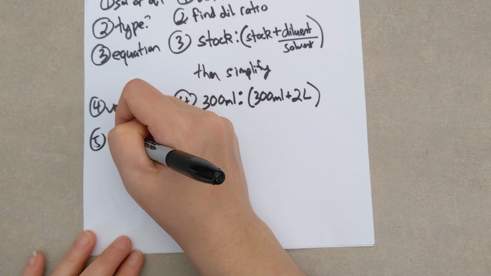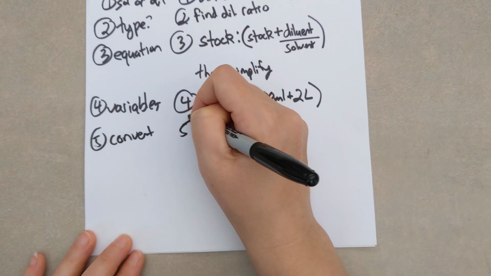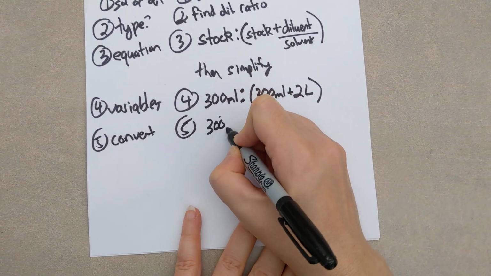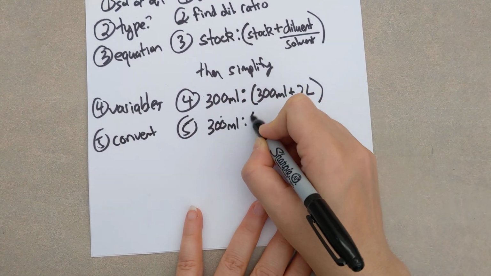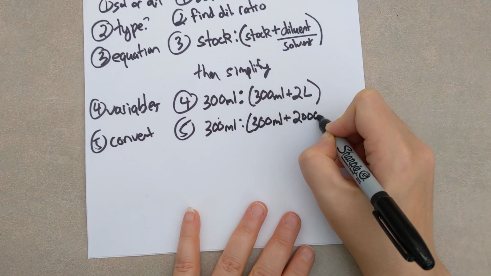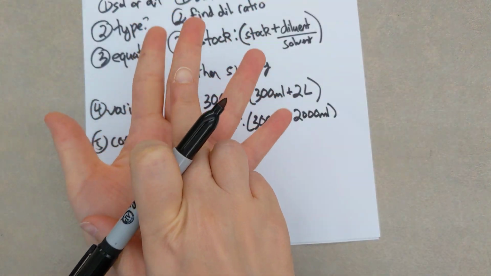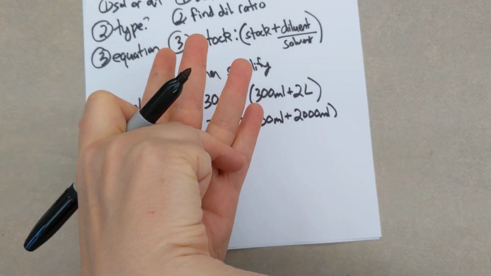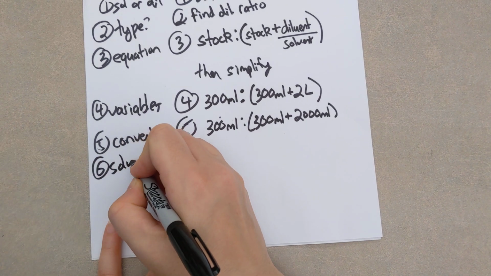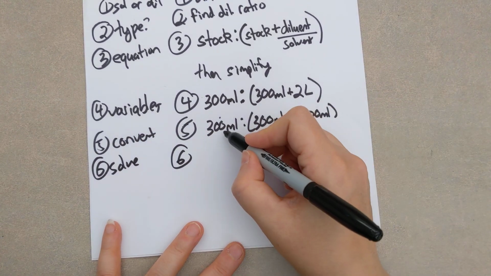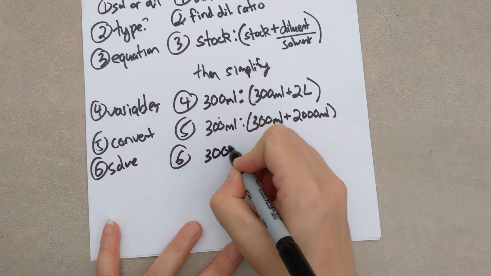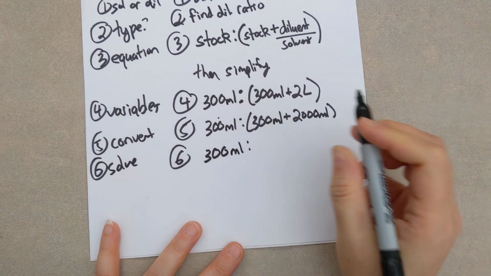Step 5, we convert, and yes, we do because these don't match, so we need to make them be in the same unit. So I'm going to convert the liters to milliliters. So that will become 2,000 milliliters because I will move from liters to milli, 3 spaces to the right. We will then solve. I can drop the milliliters because they now will match across, but I'll demonstrate that for you.